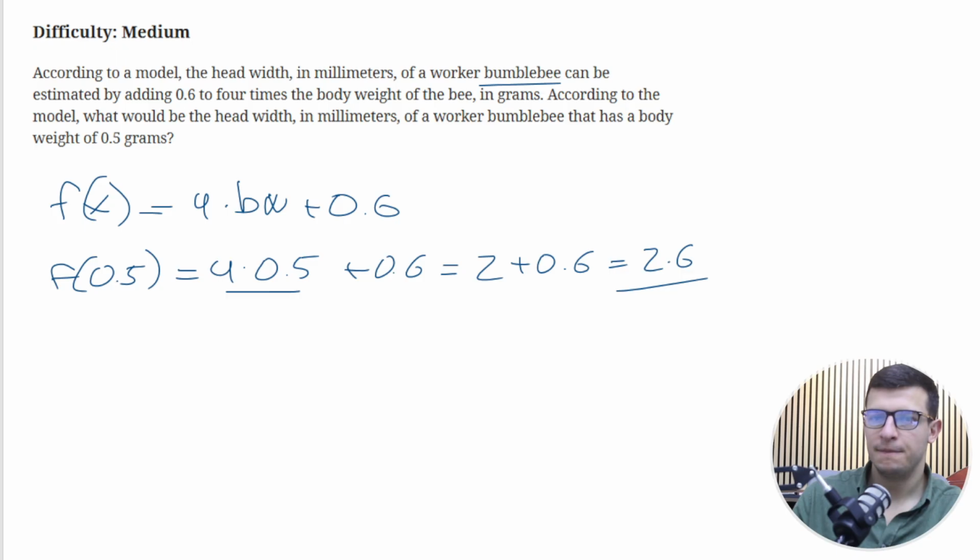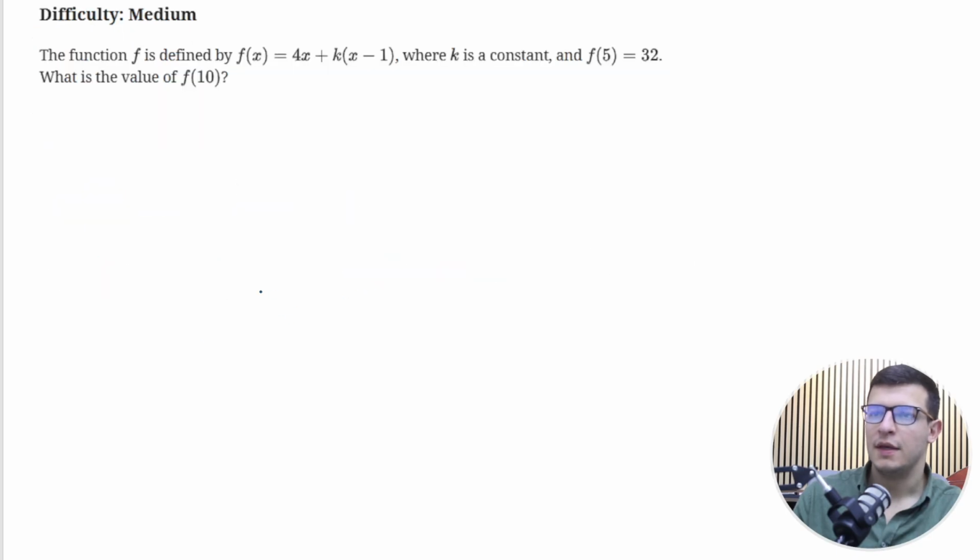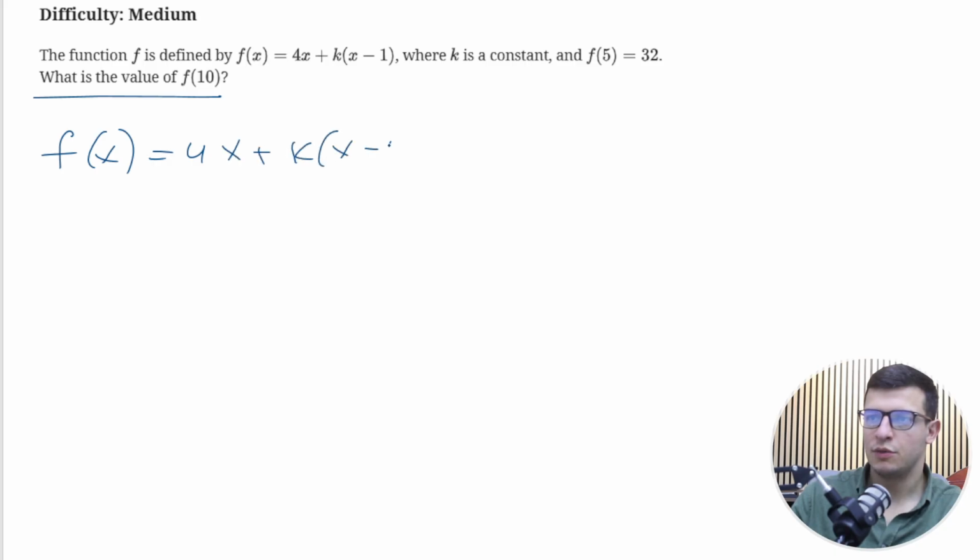Cool? Next one. The function f is defined by f(x) equals 4x plus k times (x minus 1), where k is a constant and f(5) is 32. What is the value of f(10)? So f(x) is equal to 4x plus k times (x minus 1). Now, I want to bring it into mx plus b shape, okay? Meaning, if I open the bracket, I'll get 4x plus kx minus k.